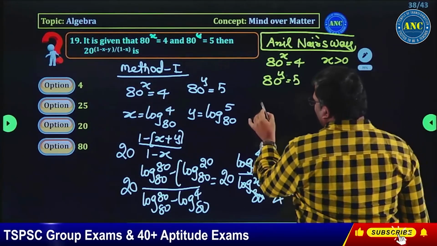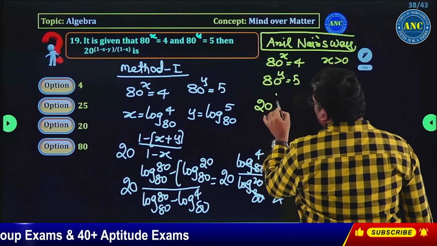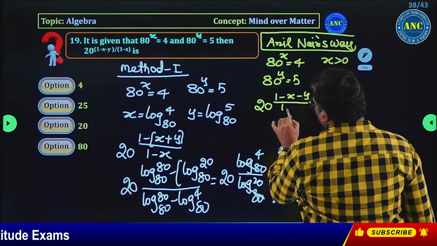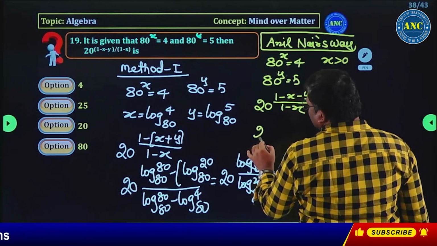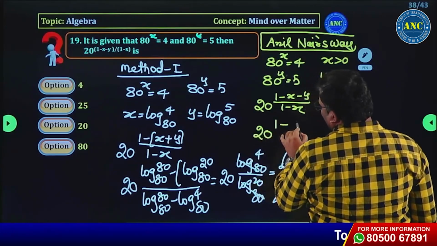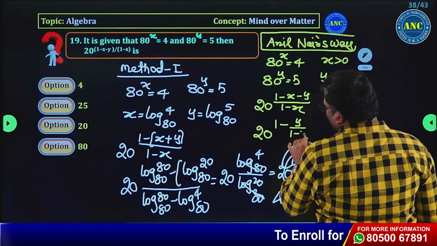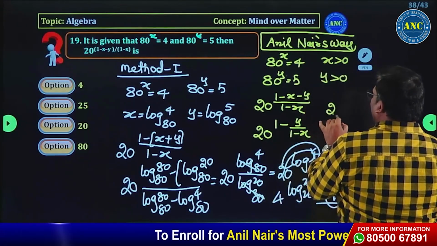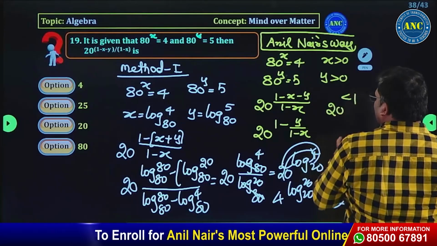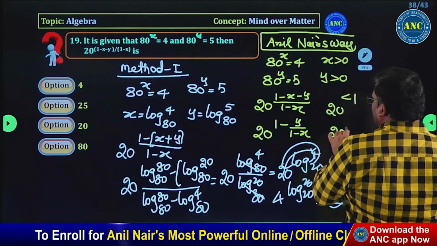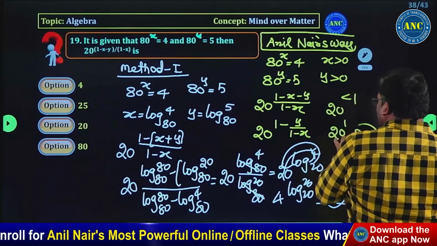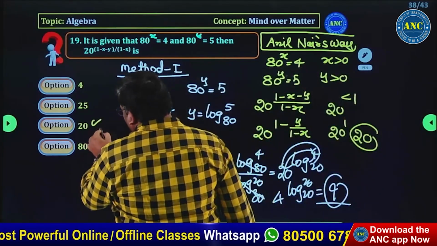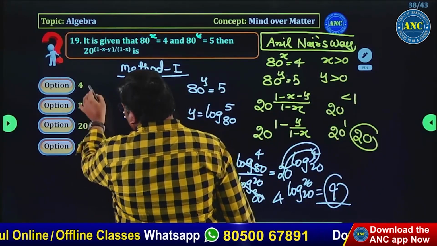This will be 20 power of (1 minus x minus y) by (1 minus x). That is (1 minus x) by (1 minus x), minus y by (1 minus x), so 1 minus something. So the power is less than 1. 20 power 1 is 20, so 20 power less than 1 means the answer should be less than 20. Stupid answer options are there; the only answer is 4.